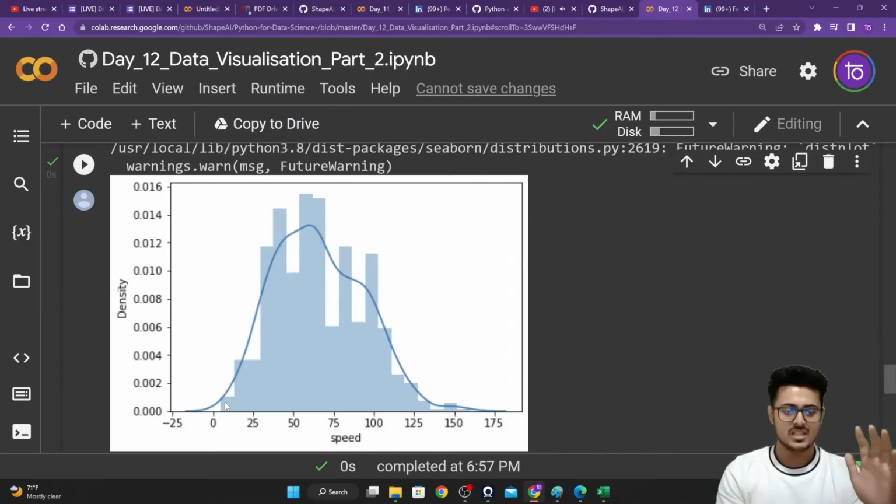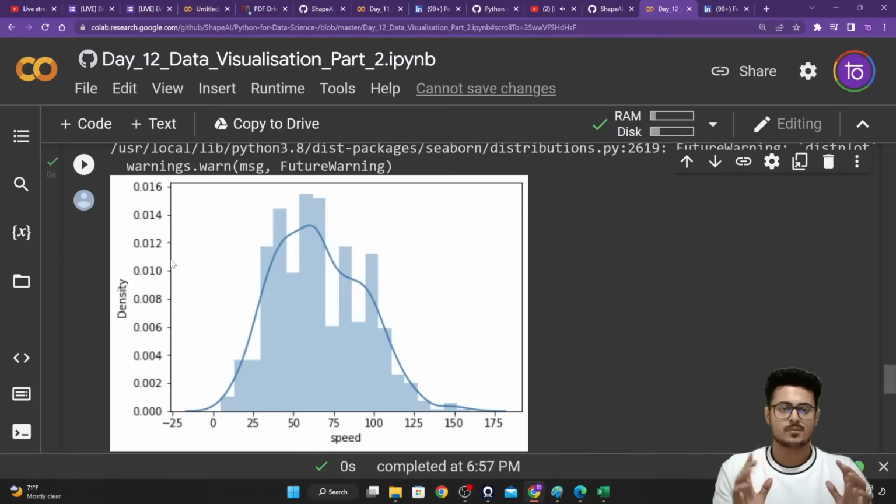A Pokemon having a particular speed has a density of this. That is the probability of a Pokemon having a speed of, let's say, 75. A speed of 75 will have a probability of 0.01 something. So that is the basic thing.